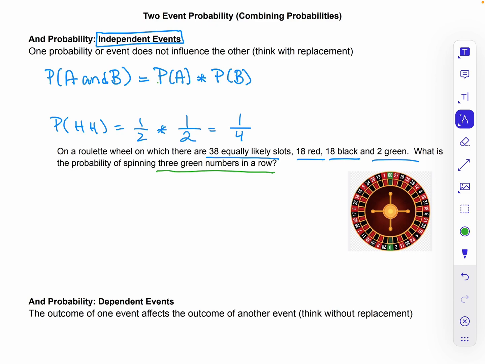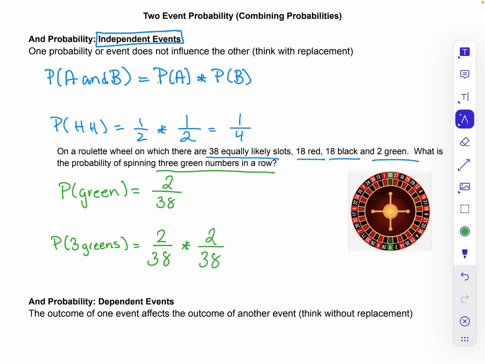Now, to do this probability, we need to know the probability of just that first event happening. And so that would be just the probability of getting 1 green. Well, there are 2 greens and there are 38 slots. So we would say there's a 2 out of 38 chance of it landing on green just once. Now, if I want the probability of 3 greens, that first spin has a 2 out of 38 chance, but then the second spin also has a 2 out of 38 chance, and then the third spin has a 2 out of 38 chance.